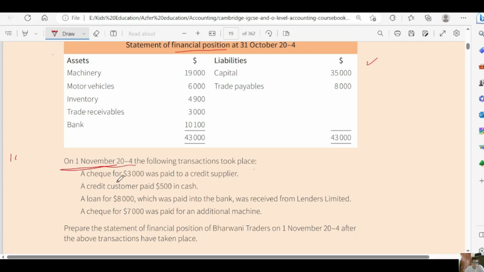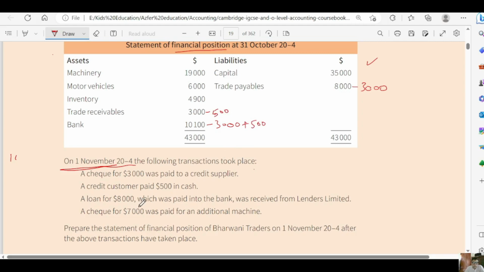Okay, so a check for 30,000 was paid to credit supplier, so his 3,000 trade payable will be reduced, and his bank account will be decreased by 3,000. A credit customer pays 500 in cash. Okay, so his trade receivable will be reduced by 500, but his bank account will increase by 500. There will be no impact on liabilities.